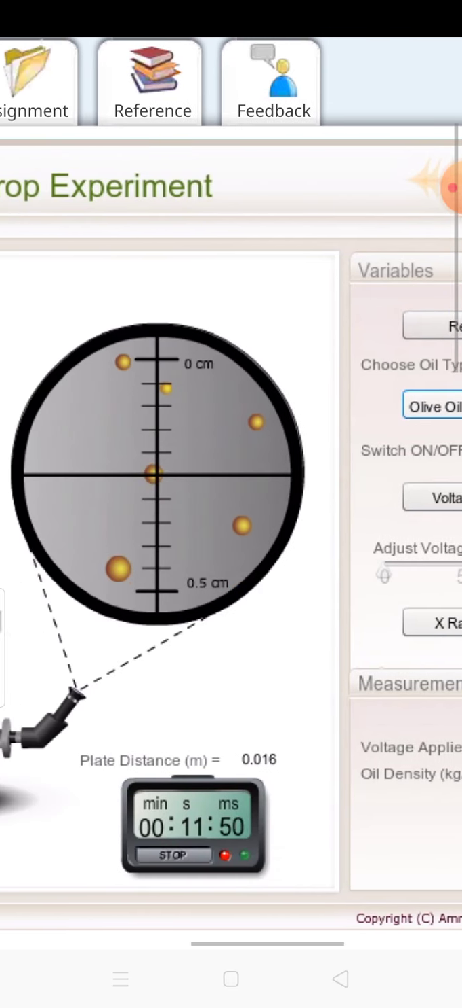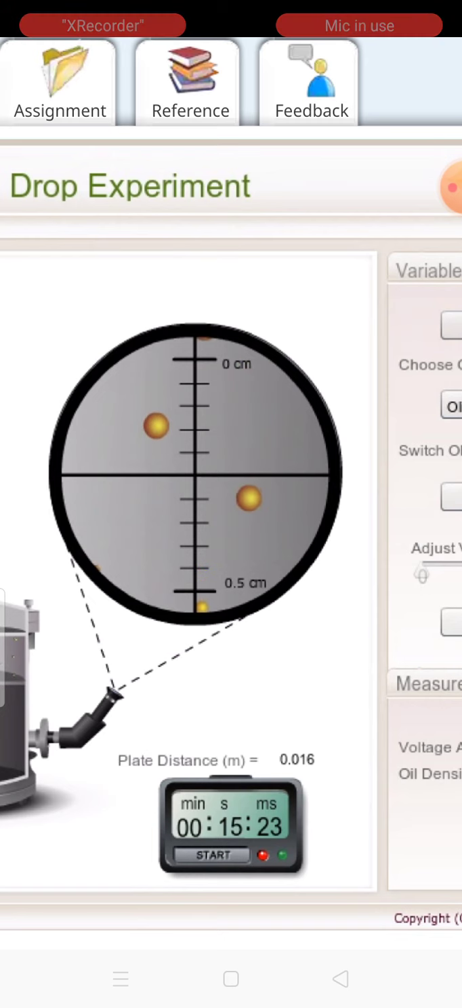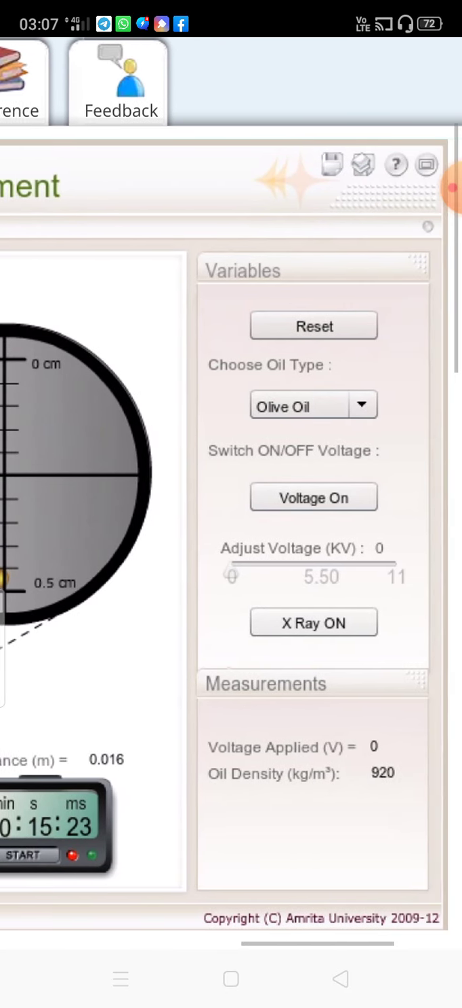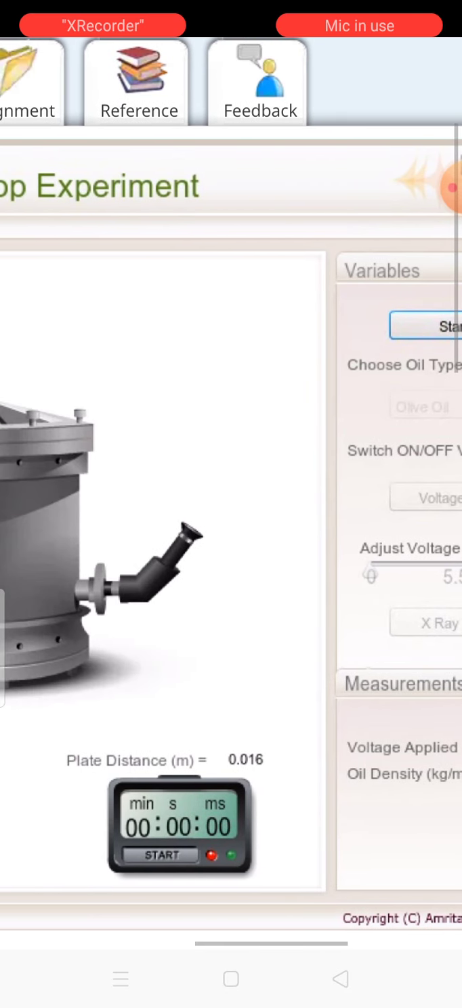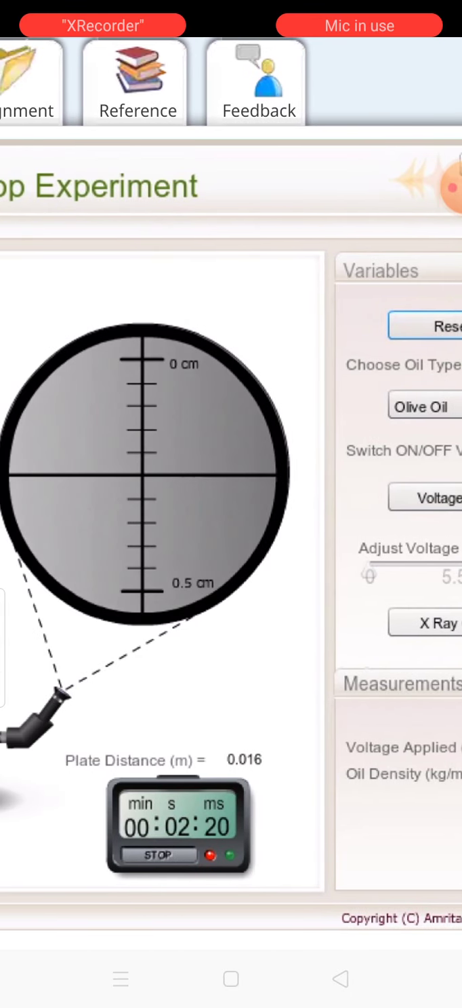Then voltage. You will notice the time taken, and then you just stop it. Then start it. You have to find the time interval between these two fixed points, 0 and 0.5. If you start it, it will first be reset. Look over here, resetting it. Then start the olive oil. Then start the time. Stop it. Then the oil is coming. Then stop. Double clicking, I find the time.